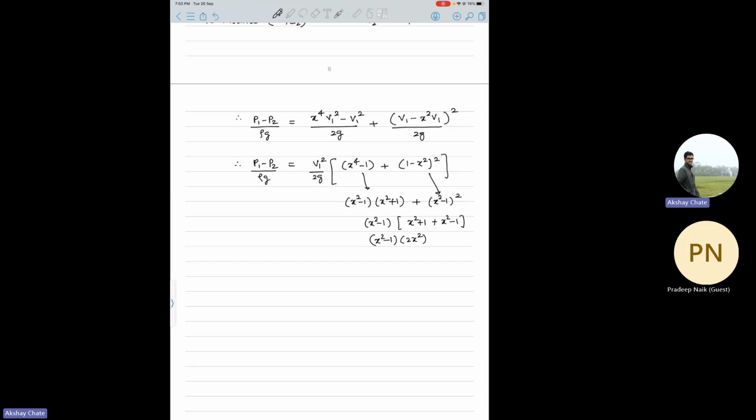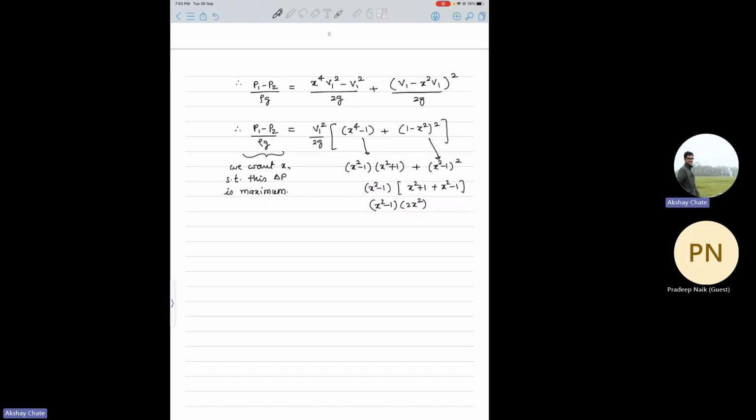Now again, same thing. If you want to maximize this pressure difference, we want x such that this delta P pressure difference is maximum. So again, for that we have to take the first order derivative. And here the derivative can be taken with respect to x because v1 is constant. We need to take the derivative with respect to x of this term P1 minus P2 by rho g. So v1 square by 2g will be common because it is not a function of x. We will have this term x square minus 1 into 2x square, and we will equate it to 0. Correct now?